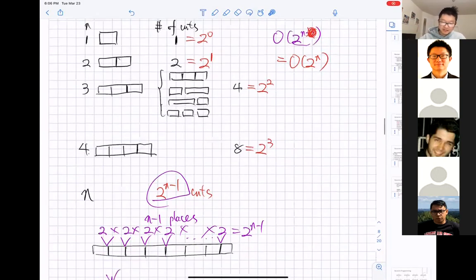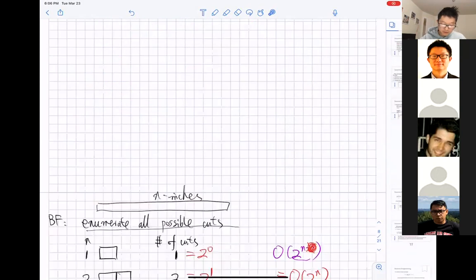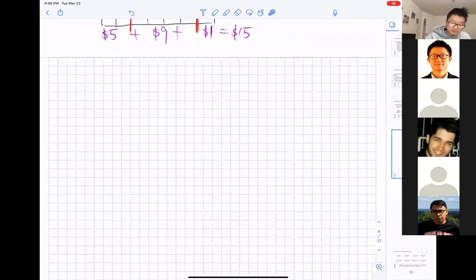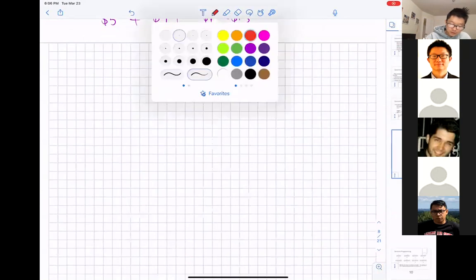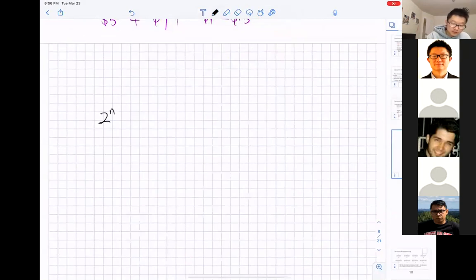Let me just give you an example. Let me use a different page. I'm going to add another page right over here. So far, what is the highest complexity that we have learned besides 2 to the power of n? Quadratic, n squared, right? Yes, that is the highest complexity that we have learned.